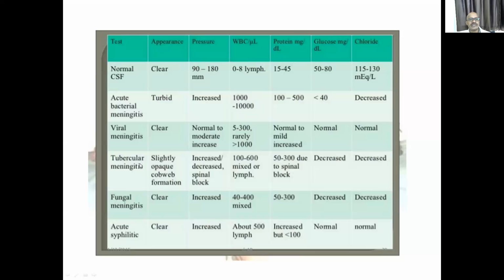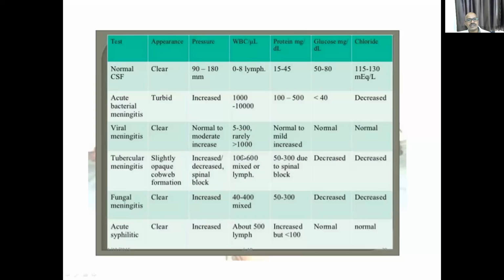Another one is tuberculous meningitis. In tuberculous meningitis, when you allow the CSF to stand for some time, it forms a cobweb coagulum. Slight opacity is there, and a cobweb coagulum forms inside the CSF. The CSF pressure is increased. But the main thing is the WBC count. In viral meningitis, 300 lymphocytes are there.